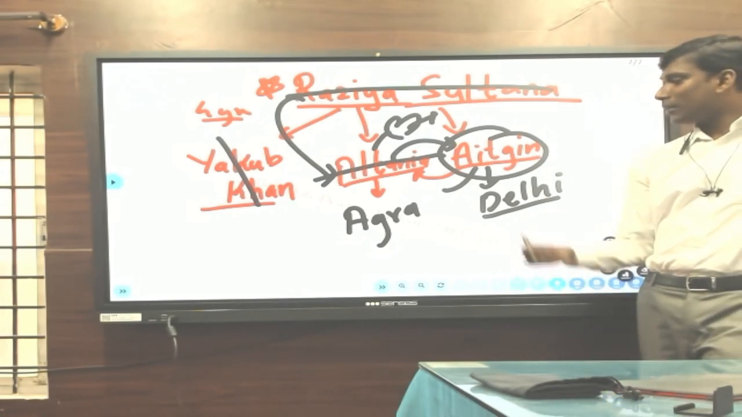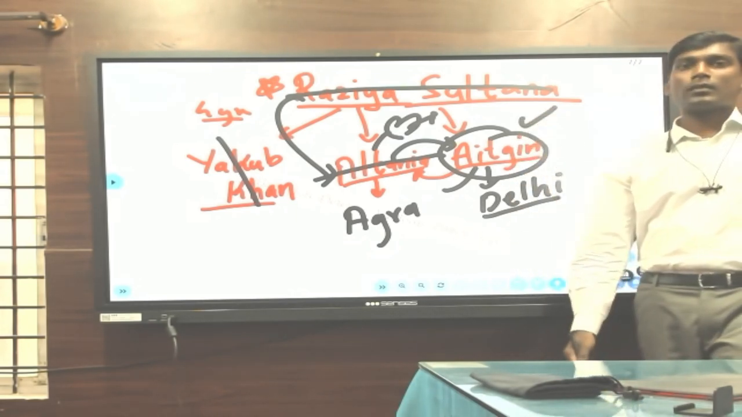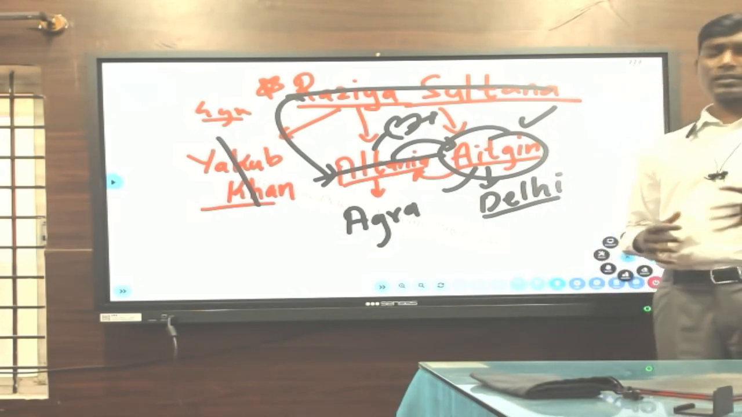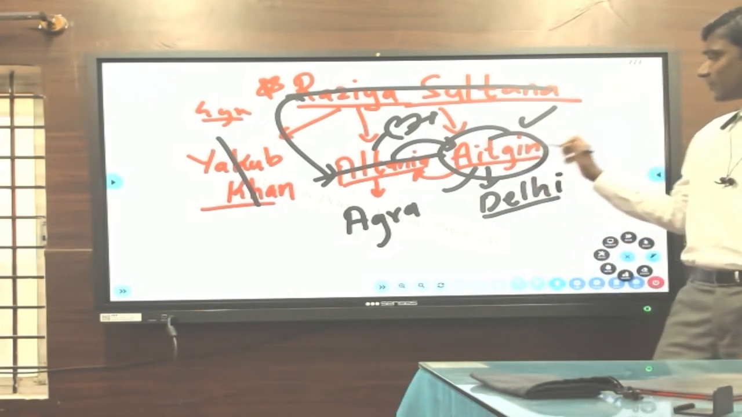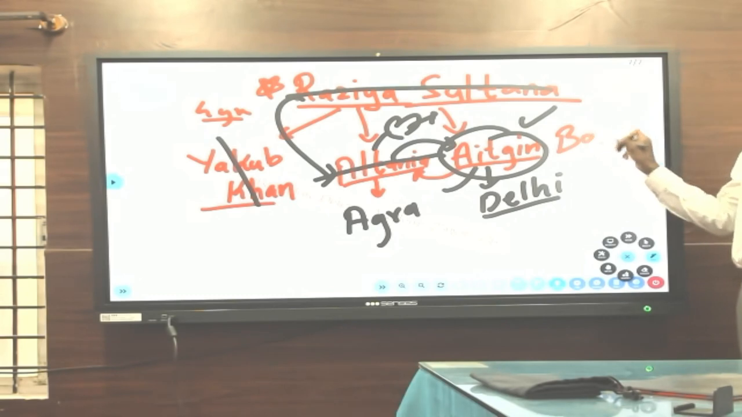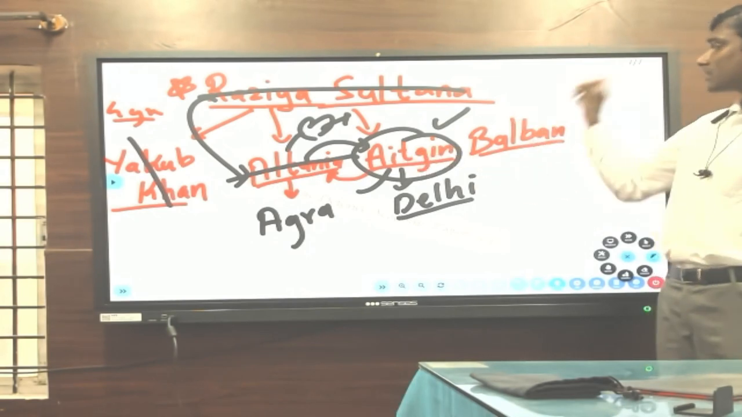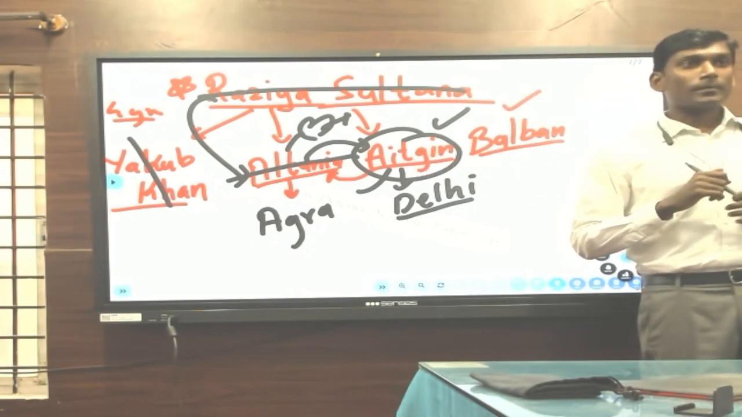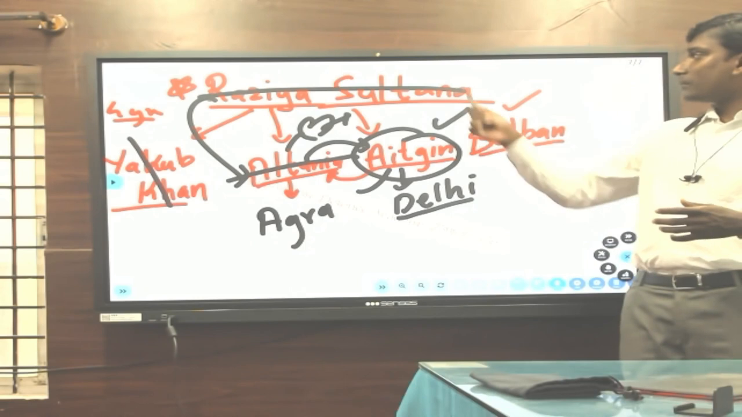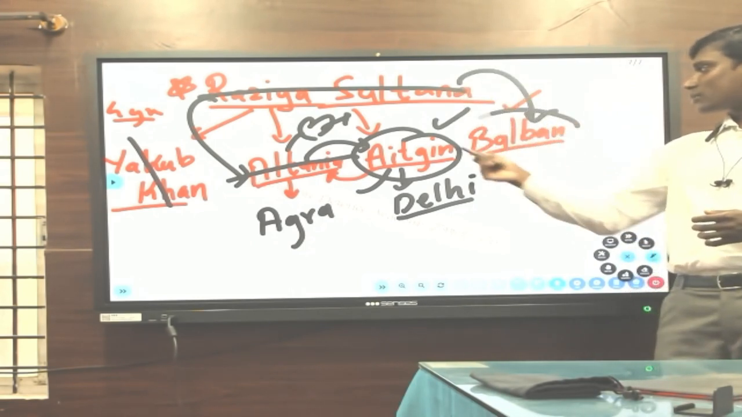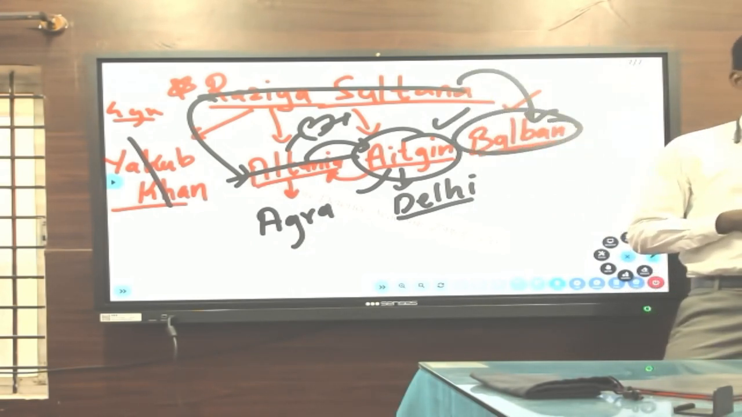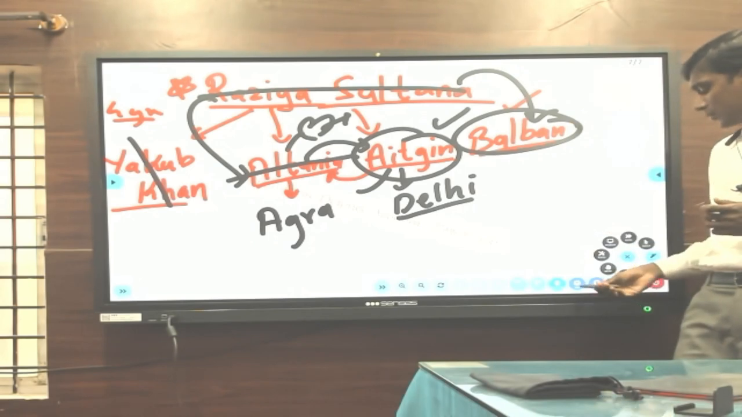Now what happened? Aydin is left free, but he is very weak, not strong, and cannot attack. Looking at his weakness, there is another person called Barban. What is his name? Barban. Barban attacks Aydin and says that he is the ruler of Delhi, the ruler of India. So after Razia Sultana, who becomes the next ruler? Barban. Now we are going to study about Barban.